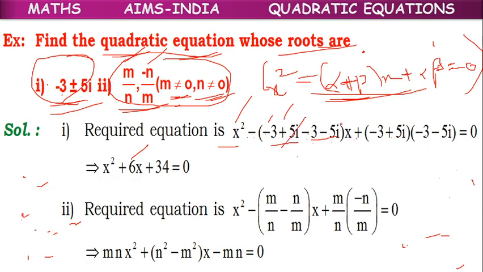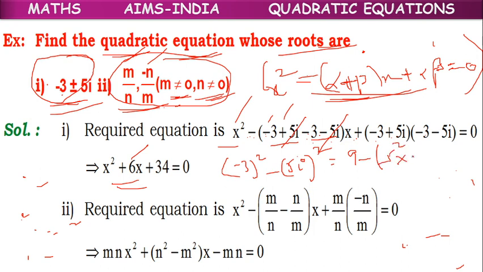So here plus 5i minus 5i cancel, minus 3 minus 3 is minus 6, minus 6 into minus plus 6x. Okay, third term. It can be written as minus 3 square minus (5i) whole square, using a square minus b square. Minus 3 square means 9. 5i square means what? 5 square into i square.